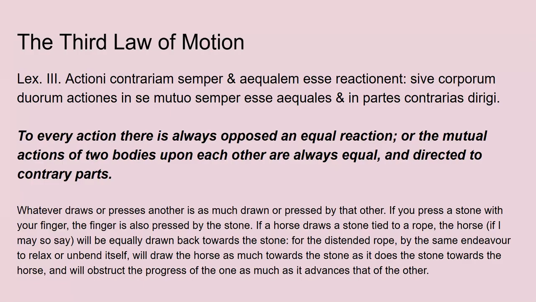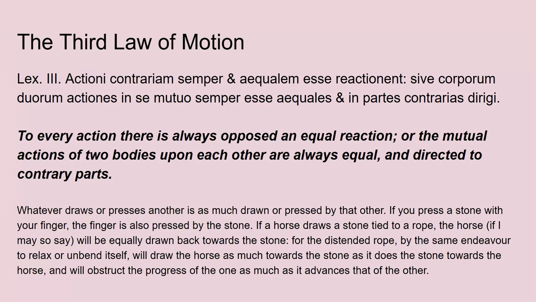So let's chat about the third law of motion. You can see it in Latin in case you're interested. You definitely see a couple things there that were probably familiar to you. Actione contrarium. And then you have reactionem. Again, my Latin's pretty bad, but the first translation from Newton is, to every action there is always opposed an equal reaction. Let me say that again. To every action, there is always opposed an equal reaction. Or the mutual actions of two bodies upon each other are always equal and directed to contrary parts.